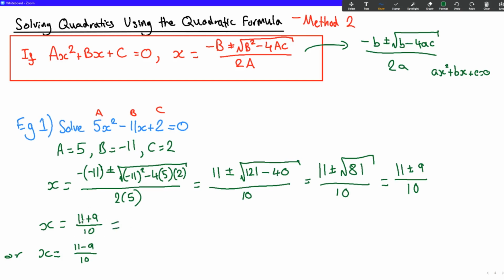So in this case, 11 plus 9 is 20, over 10 is just 2. And then we have 11 minus 9, which is 2 over 10. That simplifies down to a fifth. If any of that seemed fast, just do the calculation in the numerator and you will get the same answer.